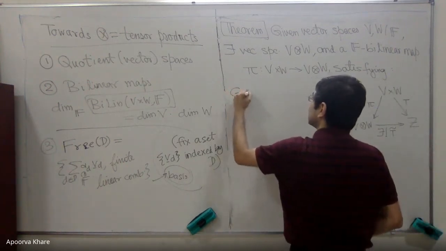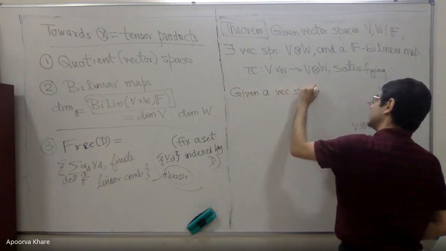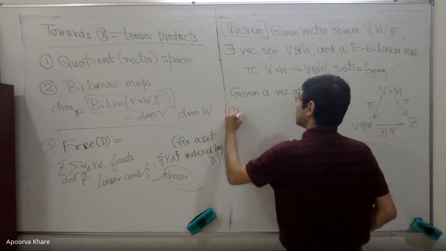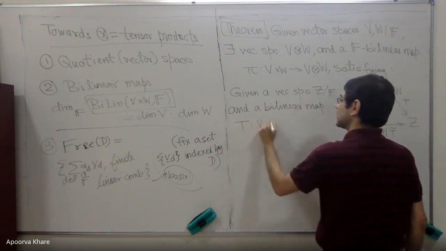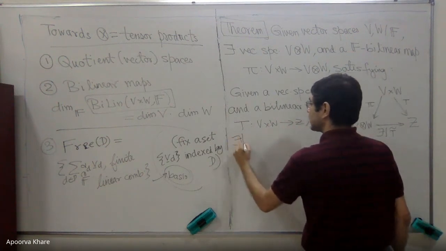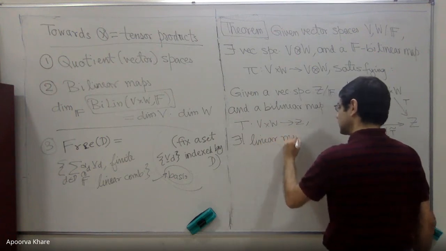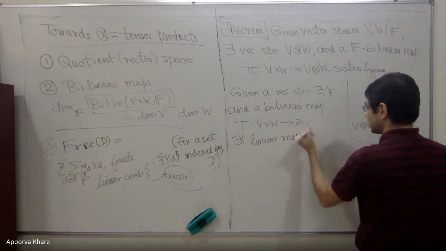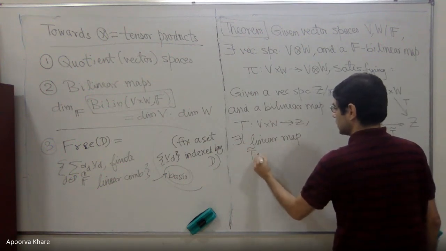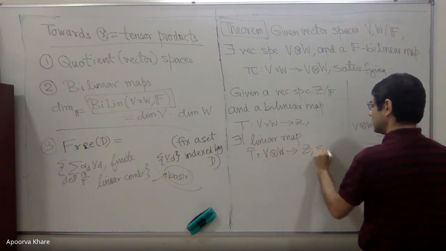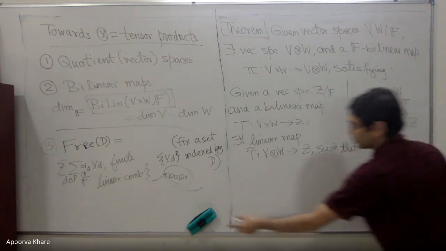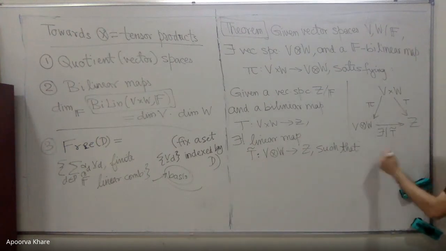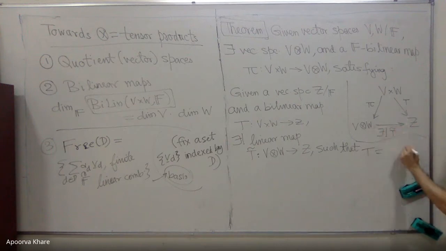So given a vector space Z over F and a bilinear map T from V cross W to Z, there exists a unique linear map T tilde from V tensor W to Z such that this diagram commutes, meaning you can either act by T and directly go to Z, or you can first act by pi and then by T tilde, and you get the same answer.